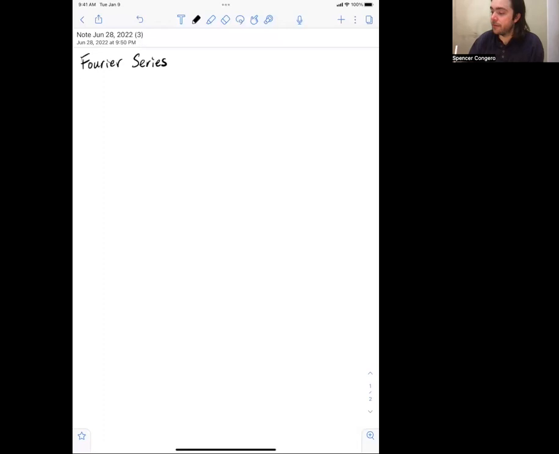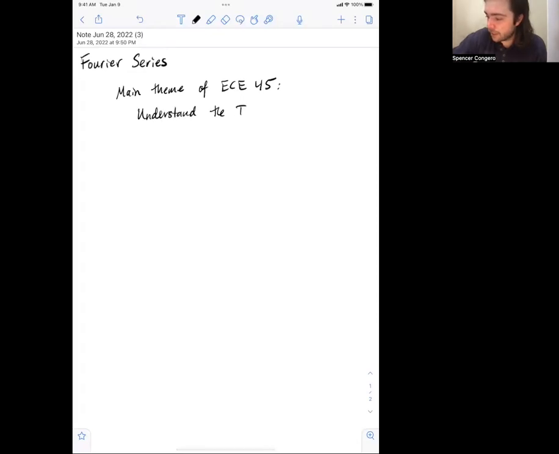All right, so before we get into that, though, let's just talk about a main theme, so to speak, of just ECE 45 as a whole. This is something that we're going to come back to again and again in this class, and that's that we want to understand the I/O, the input-output properties of LTI systems, which we've learned about, a little bit about anyway.